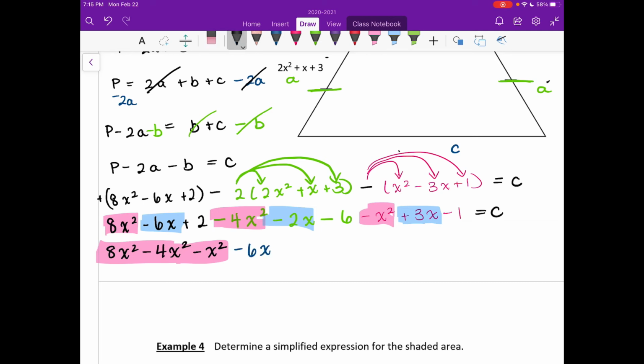Negative 6x minus 2x plus 3x, right? And from what I understand, all we have left over is this positive 2, negative 6, negative 1. So positive 2, negative 6, negative 1, right?